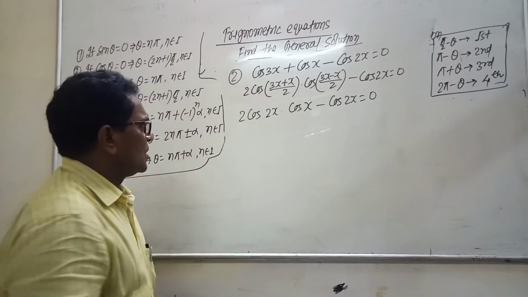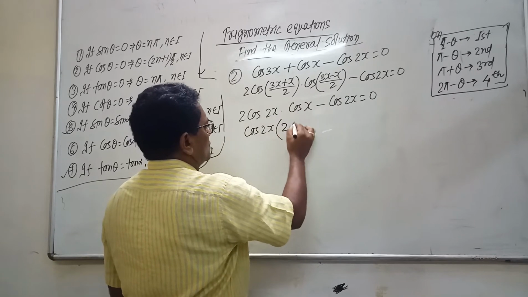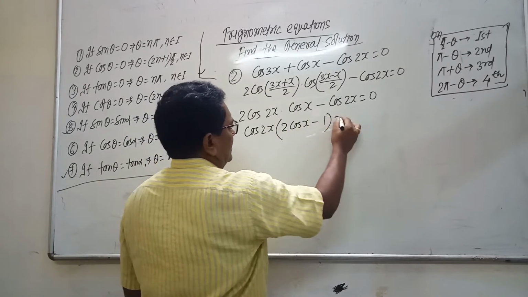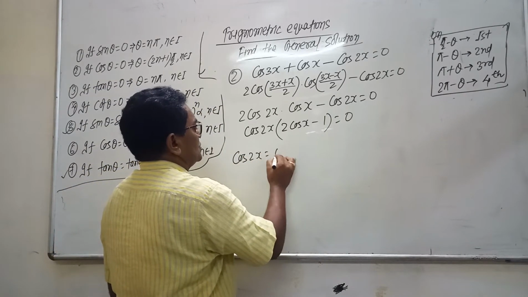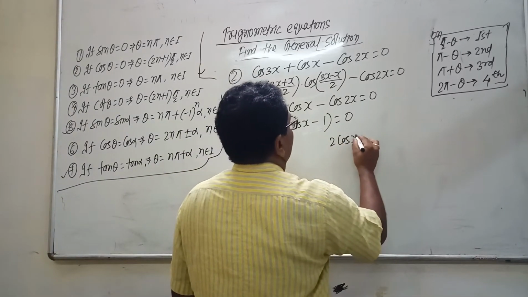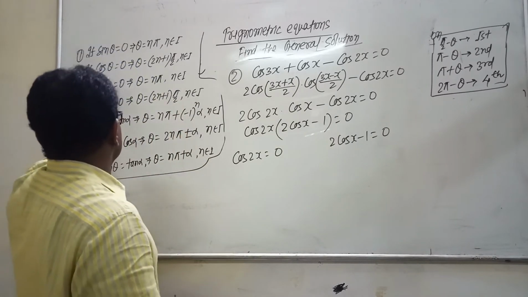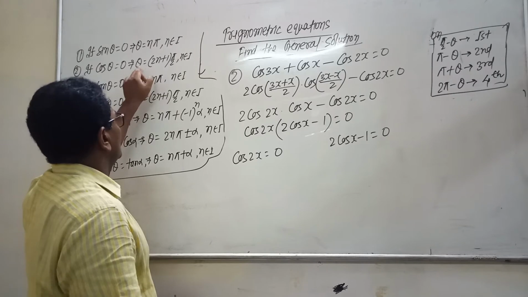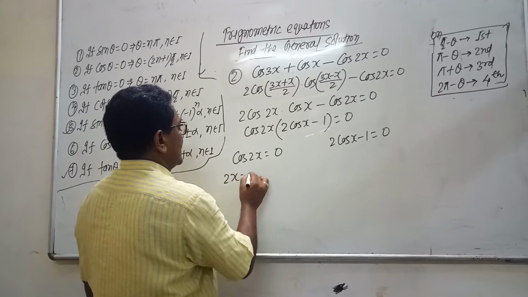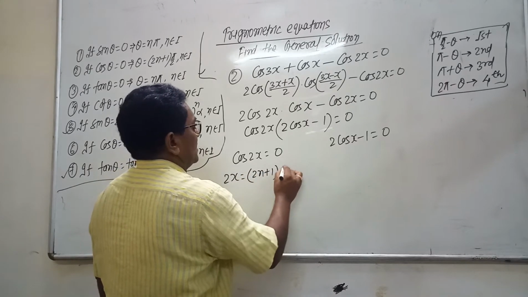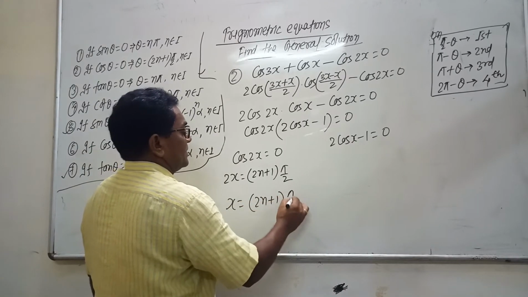From these two terms cos 2x is common. So we take cos 2x as common. So we get cos 2x into (2 cos x minus 1) equals to 0. It means either cos 2x equals to 0 or 2 cos x minus 1 equals to 0. When cos 2x equals to 0, then we use the formula: when cos theta equals to 0, theta equals to (2n plus 1) pi by 2. So at the place of theta we have 2x equals to (2n plus 1) pi by 2 and x equals to (2n plus 1) pi by 4.